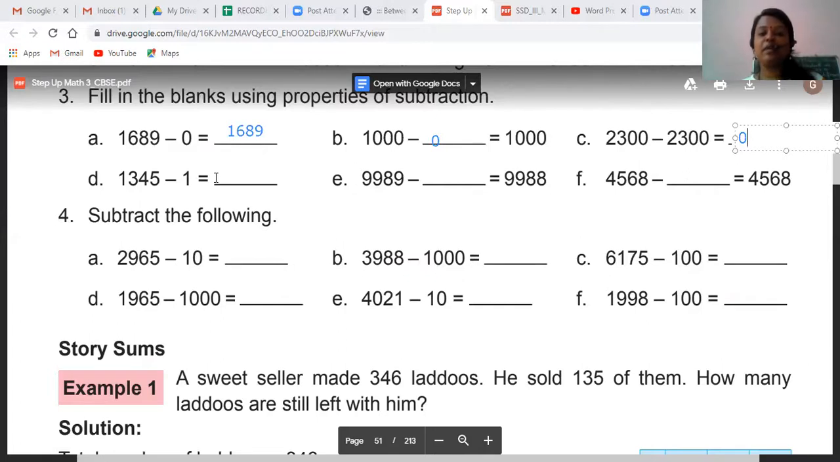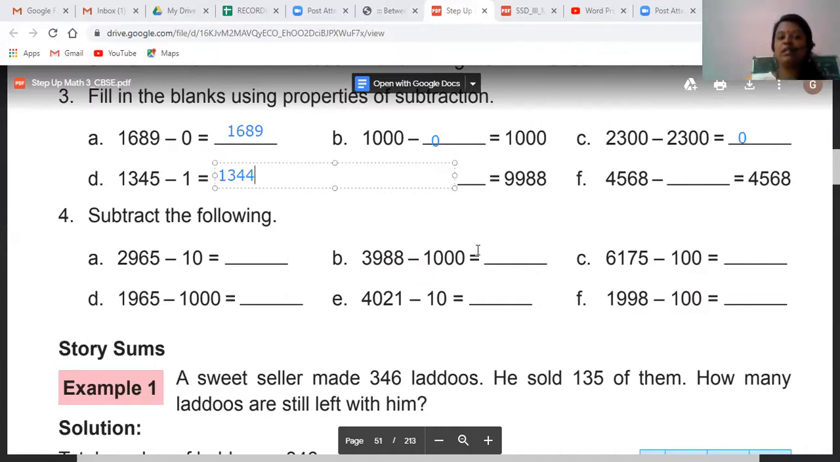1345 minus 1, the difference would be 1344, which is called the predecessor of the number 1345.